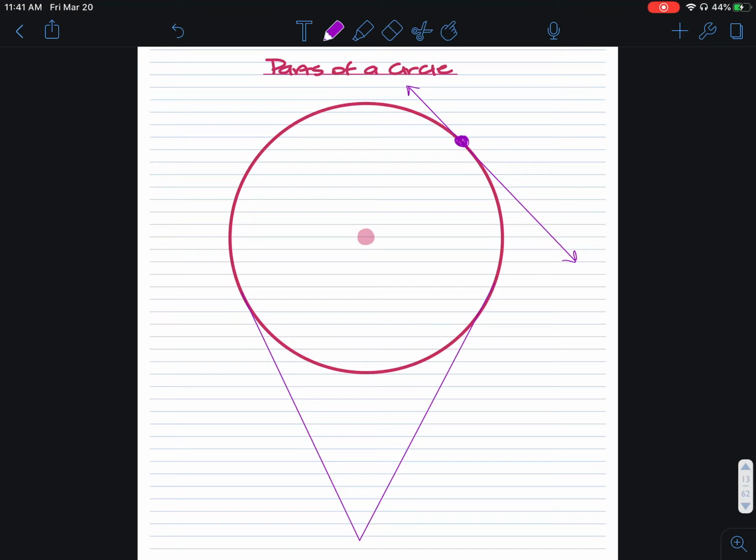These are different from secants, chords, radius, and diameter. Okay, tangent is another thing. So again, it's a line that touches the circle at exactly one point. So let's talk about properties of tangents.